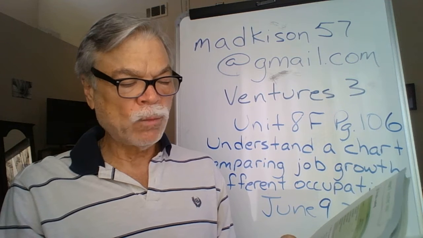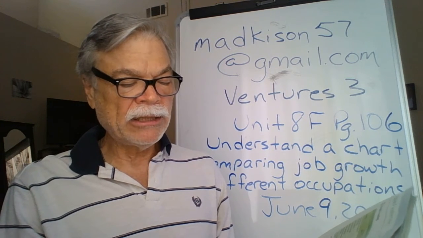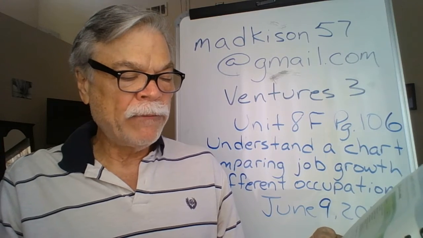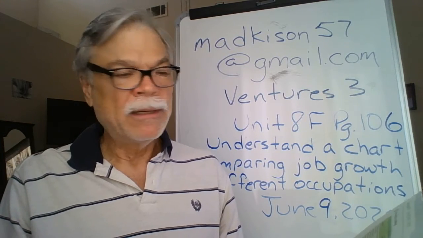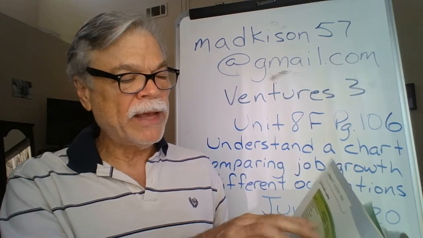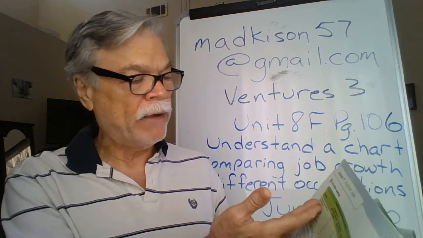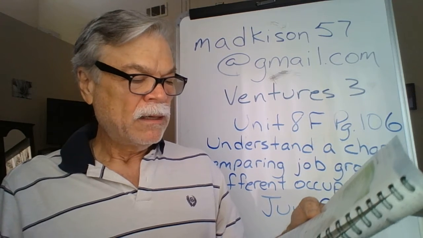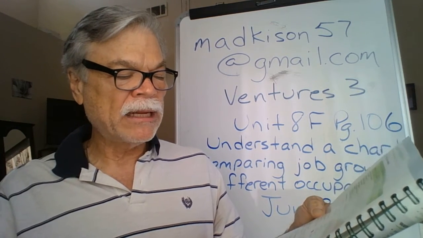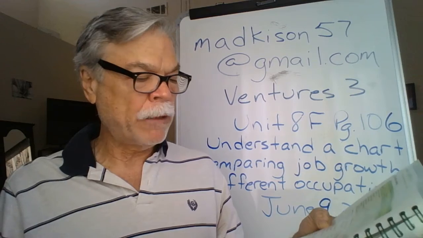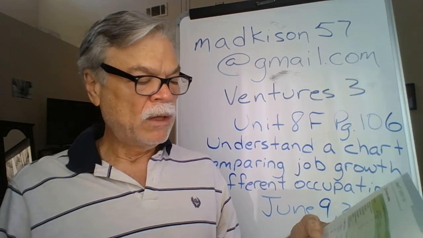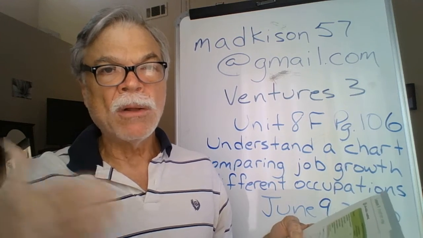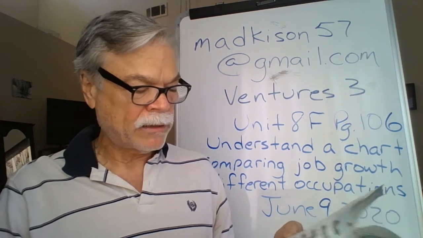Then number 4 says, what is included in this chart? A says salary information for certain jobs, but there is no mention of any salary information for any of these different jobs, so that's not correct. B says information about the decline of certain occupations. Well, none of these occupations are declining, they're all increasing, so that's not correct.